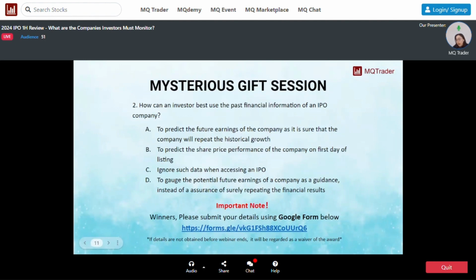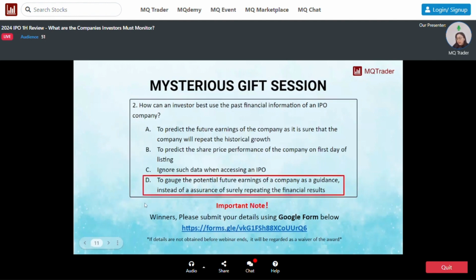The second question: how can an investor best use the past financial information of an IPO company? All right, I will reveal the answer now. The answer is D.